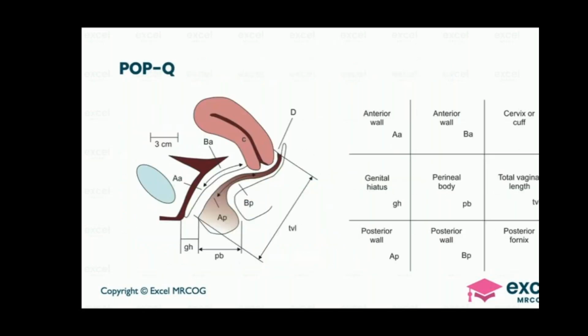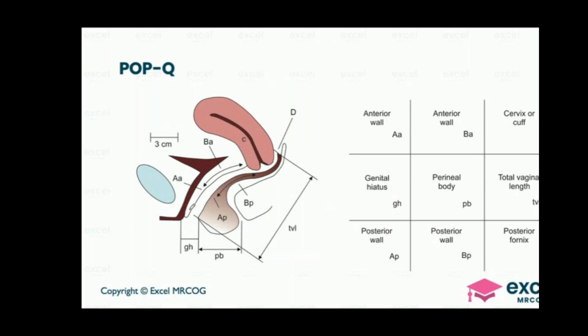Now, this is very important for us. So, what is this? This is POPQ. Remember, POPQ is a method used for staging the prolapse. There are points on the anterior vaginal wall, and depending on where the wall goes, you will have your measurements of these points. Similarly, there are points on the posterior vaginal wall.